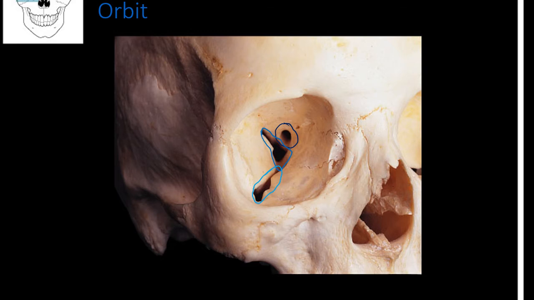The superior orbital fissure and the optic foramen both go back into the interior of the skull. The inferior orbital fissure drops down and goes this way. So if we were to put a pipe cleaner in there, we wouldn't actually see it come out on the inside of the skull.